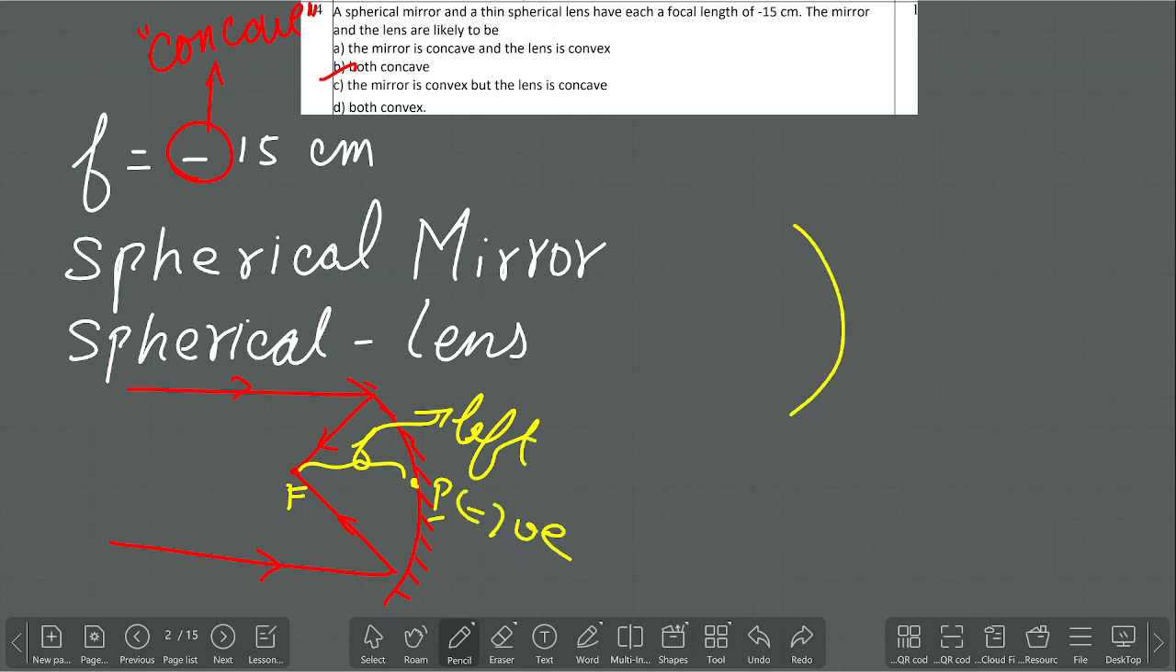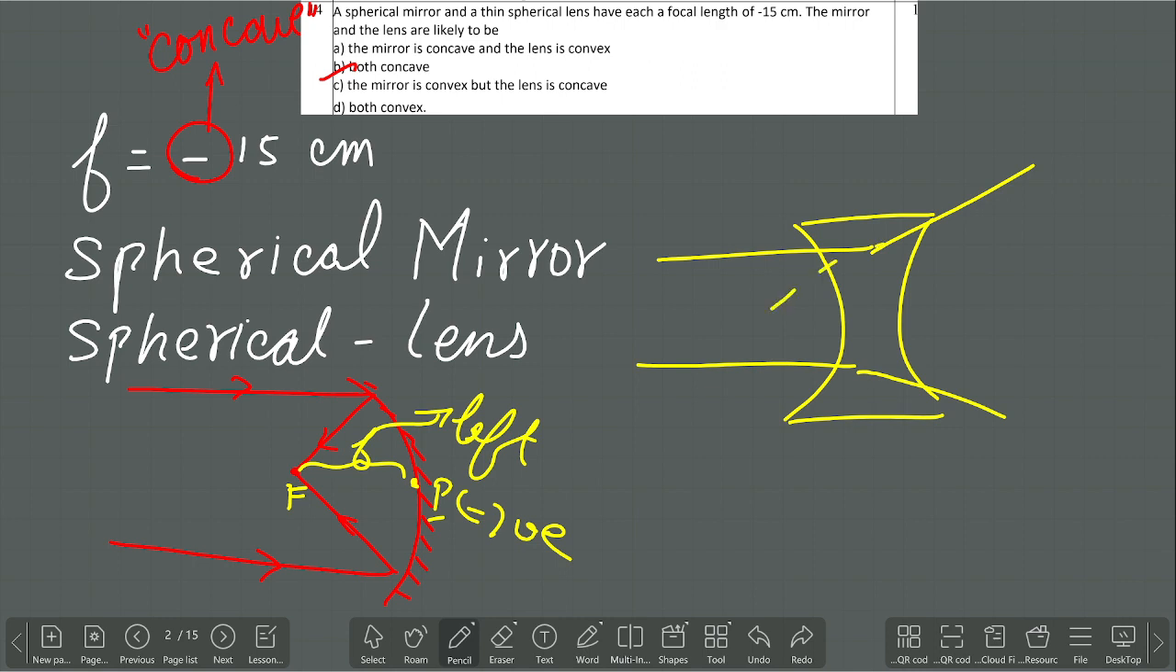The same applies if you take a concave lens also; here also the same condition. From the optical center, the focal length will be located on the left hand side. Since it is on the left hand side, both devices are going to be concave. That means our answer will be option B.